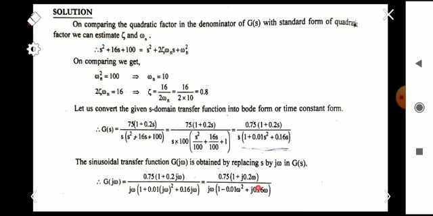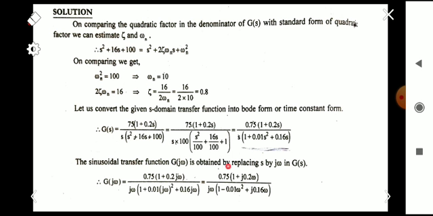Okay, so from the function we know that there will be 3 terms. One will be this 0.75 by j omega, another will be 1 plus j 0.2 omega, and another one is 1 by 1 minus 0.01 omega square plus j 0.16 omega.